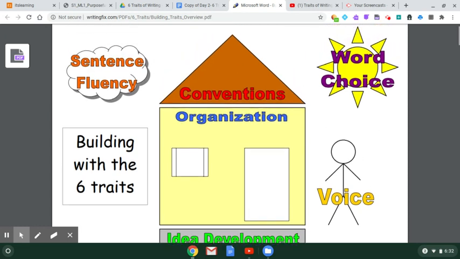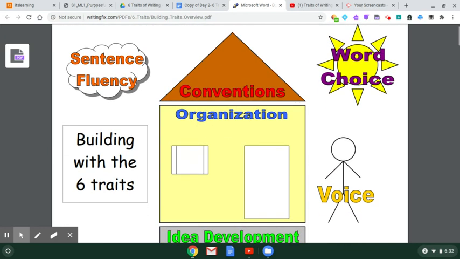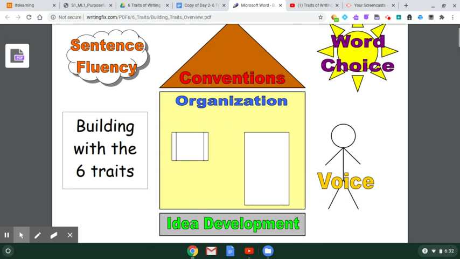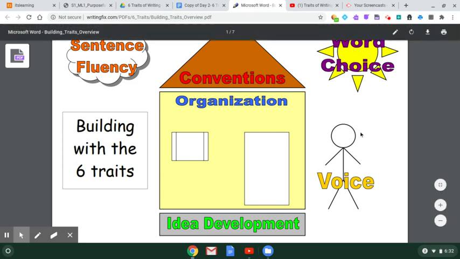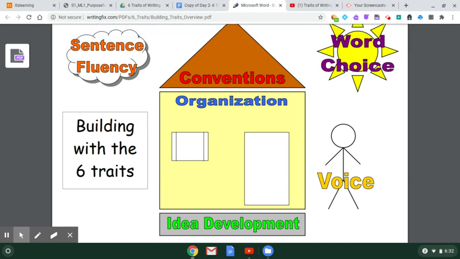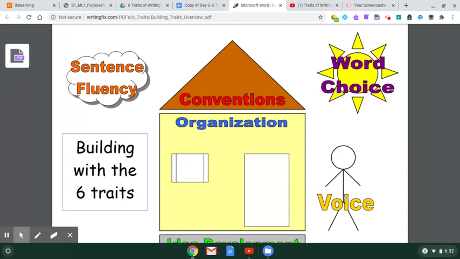That's really all that we're talking about today. I just wanted to introduce you to the 6 traits of writing and why they're all very important. Eventually, we're going to spend some more time on each of these things, what they all mean, and how you're going to be applying these to your own writing.